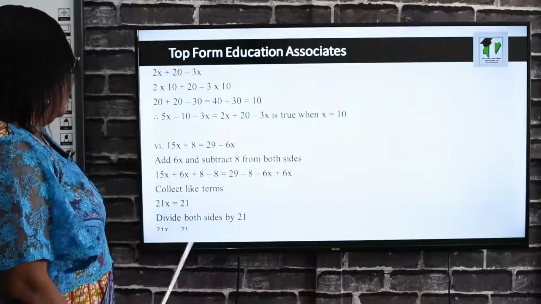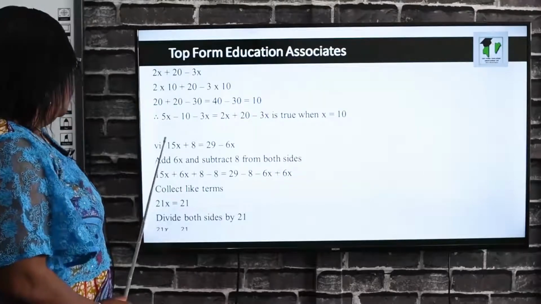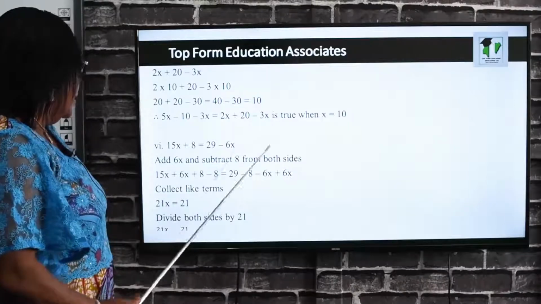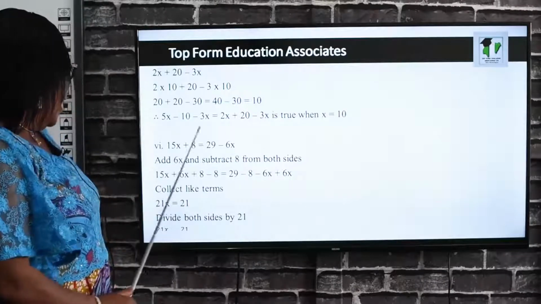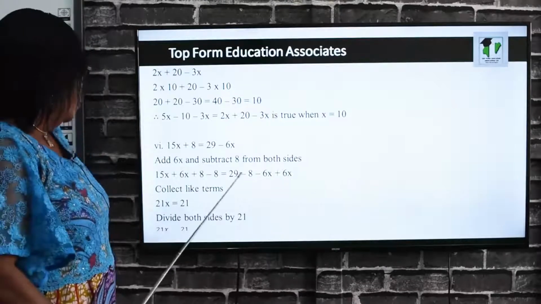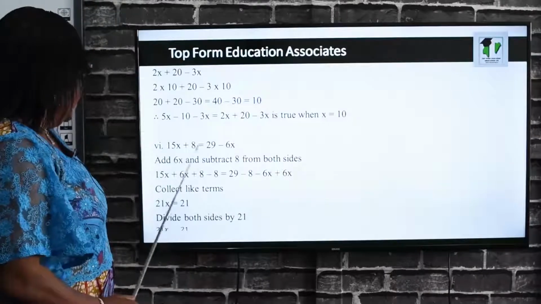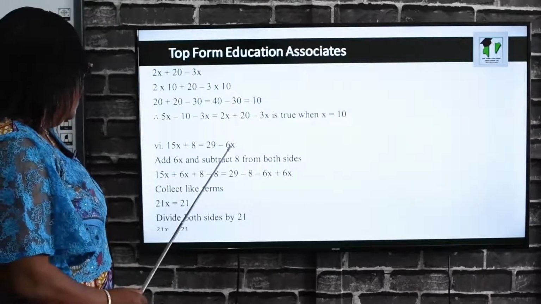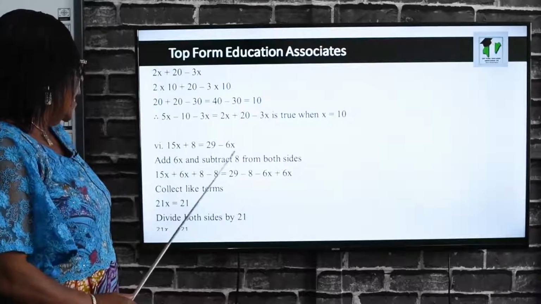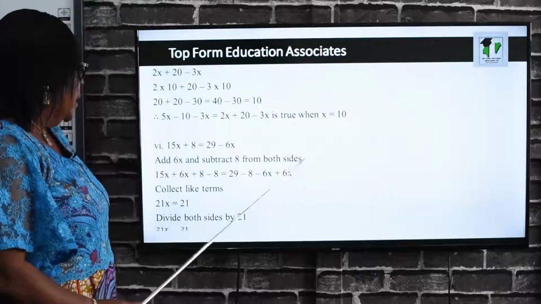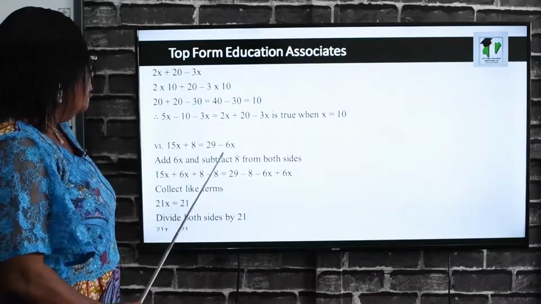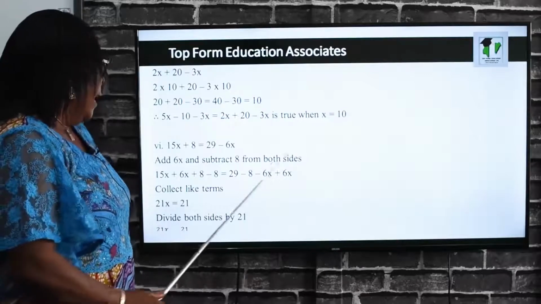Example 6. 15x plus 8 is equal to 29 minus 6x. We are collecting like terms, but using balance method. So what do we do? To bring 6x here, we add 6x to both sides. What do we do to take 8 to this other side? We subtract 8 from both sides. So our statement will be add 6x and subtract 8 from both sides.